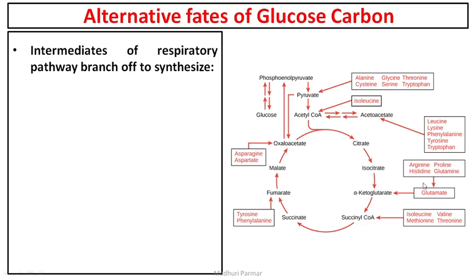Okay, so at what point different amino acids can be made, I have shown in this diagram. What is important for us is to find out the fates of glucose carbon. So intermediates of the respiratory pathway, from glycolysis or the TCA cycle, can branch off and be used to synthesize amino acids as shown here, pentose sugars as we shall discuss, and nucleotides. From the pentose sugars, of course, you can make nucleotides.